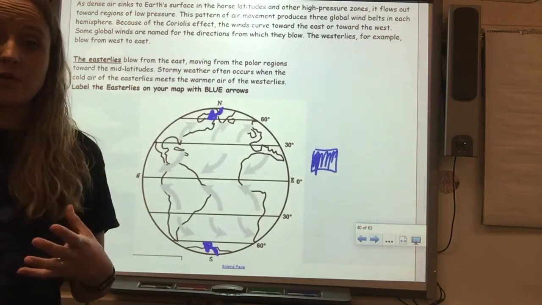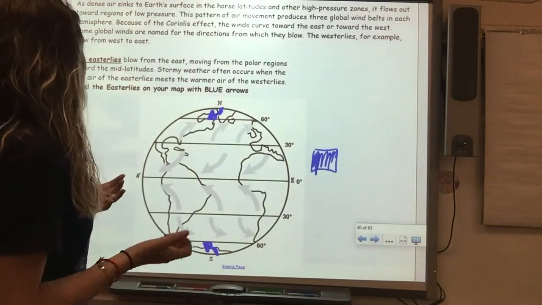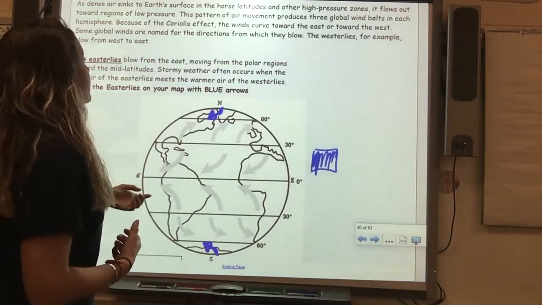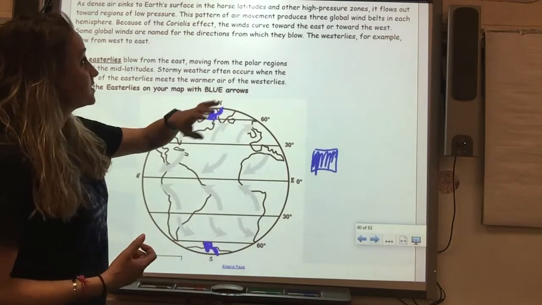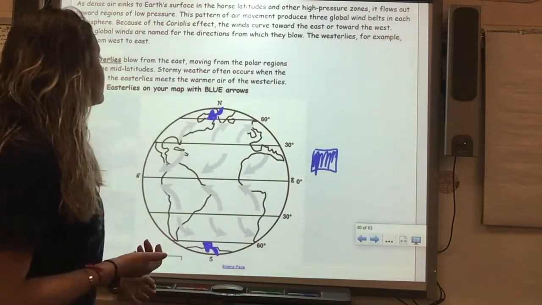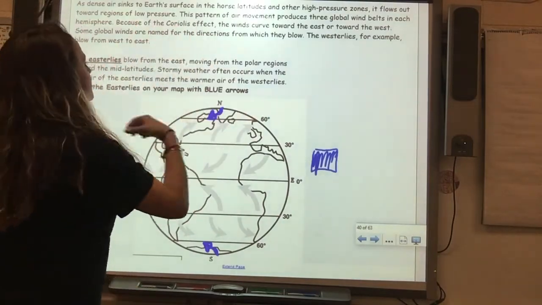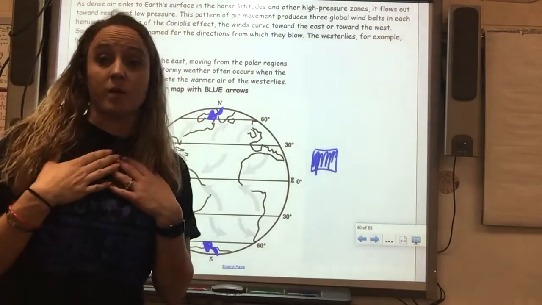It causes high pressure zones, and these flow outward towards an area of low pressure. This pattern of movement produces the 3 global wind belts in each hemisphere. Because of the Coriolis effect, they turn to the right in the northern hemisphere, which is where we live.